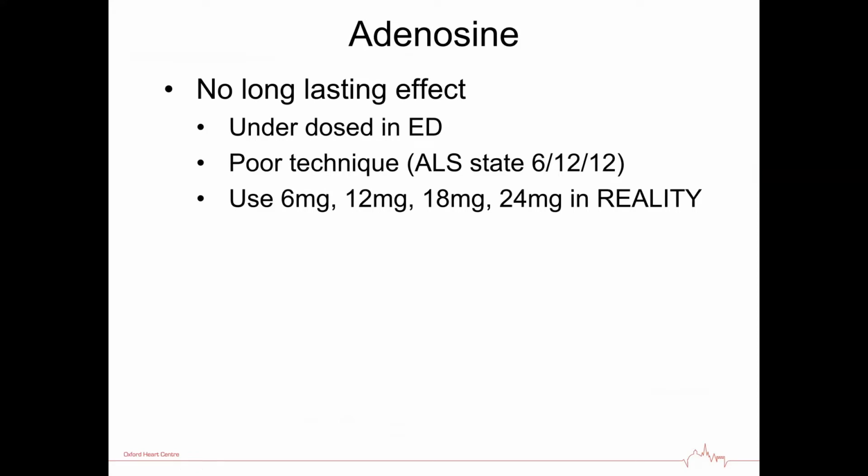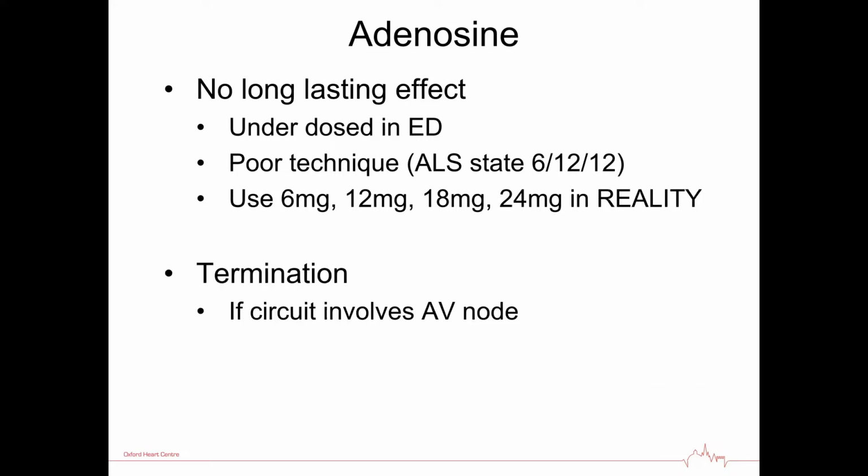ALS states 6, 12, 12. In reality, 6, 12, 18, 24 is what we do. I'd understand if you're going up to 18 and you're getting no response, it'd be quite reasonable to call for help at that point. What does it do? If the circuit's involving the AV node, it will terminate it.